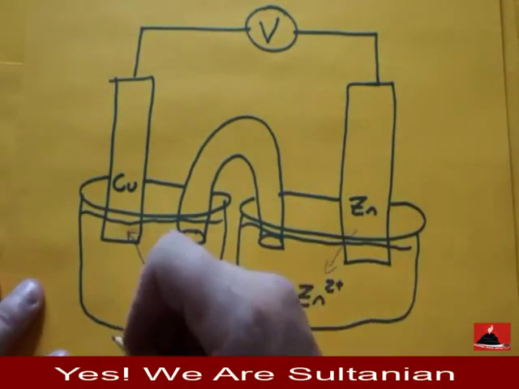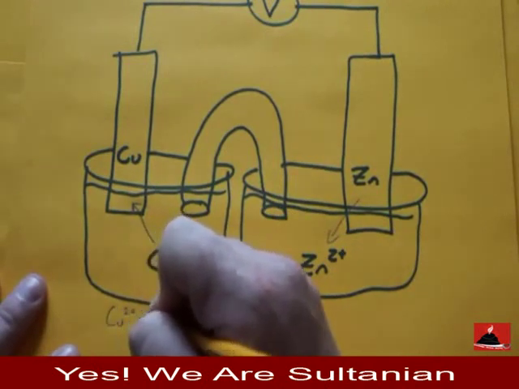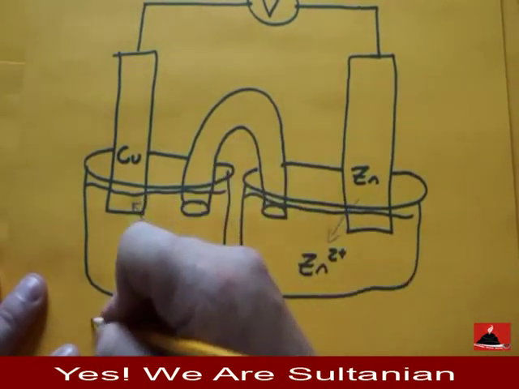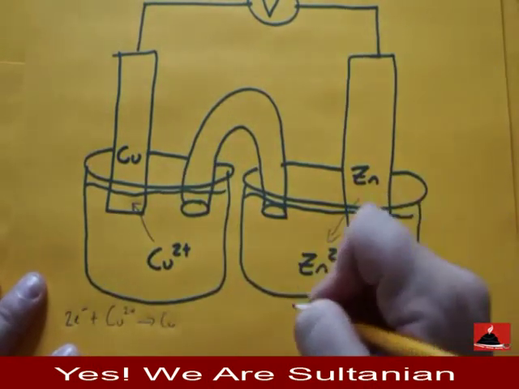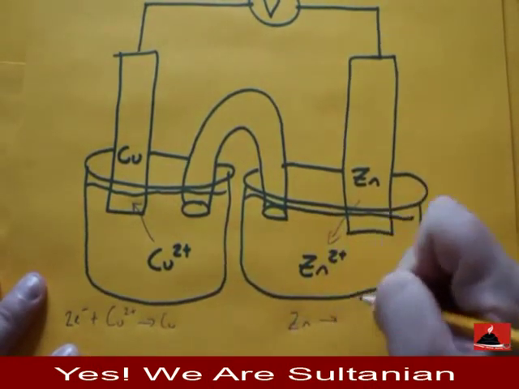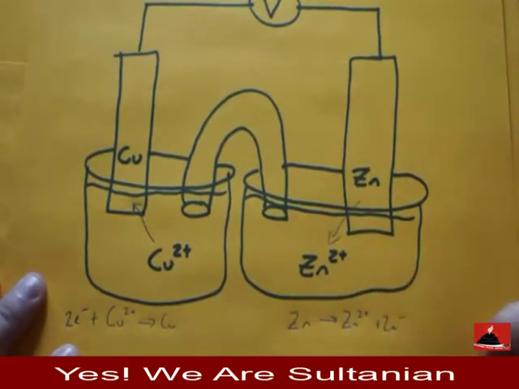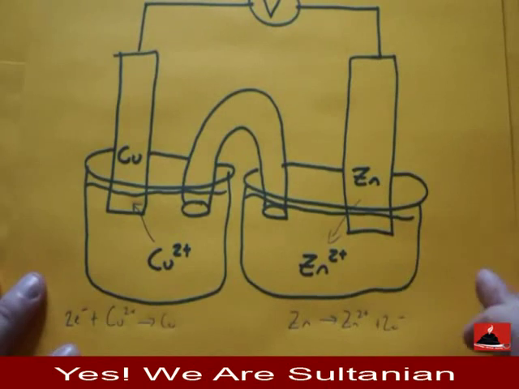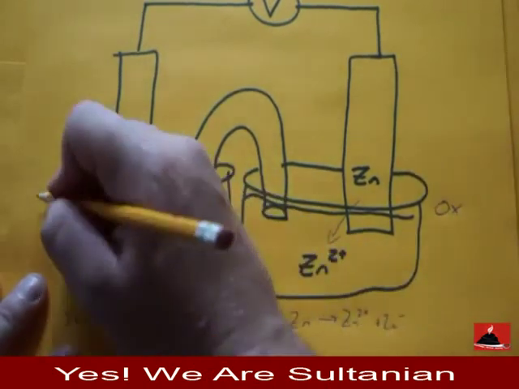So you can actually write the half reactions underneath each half cell. Copper 2+ is forming copper, and we're going to put the 2 electrons on the left side because electrons go on the more positive side. The zinc is being oxidized to zinc 2+, and the 2 electrons go on the more positive side, which is the right side. So you just want to keep track of everything. This is oxidation, and this side's reduction.